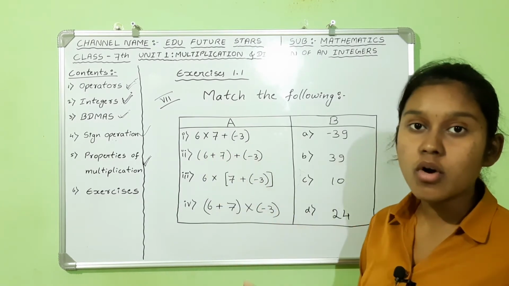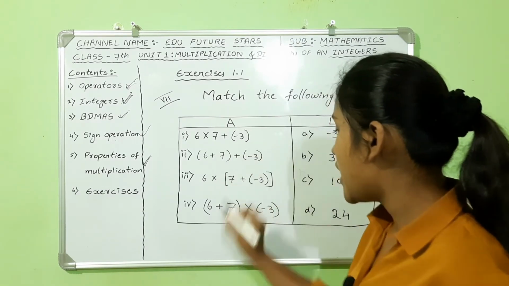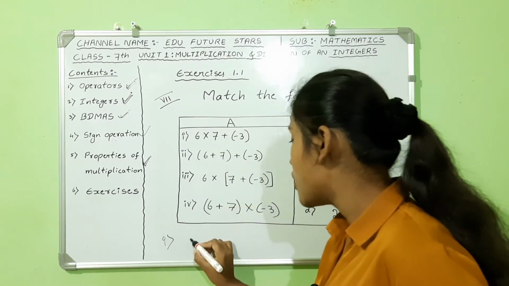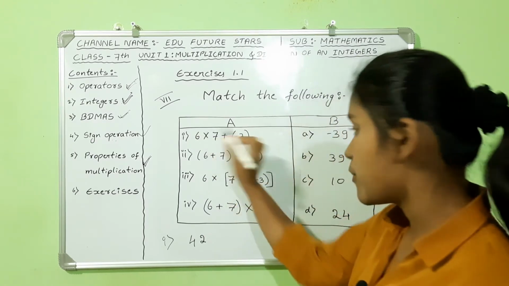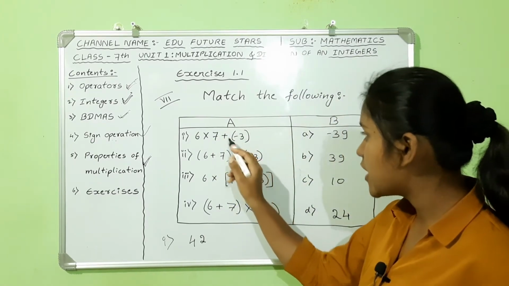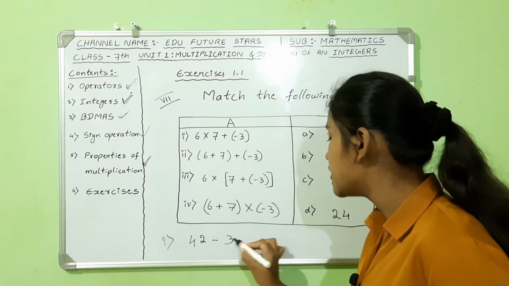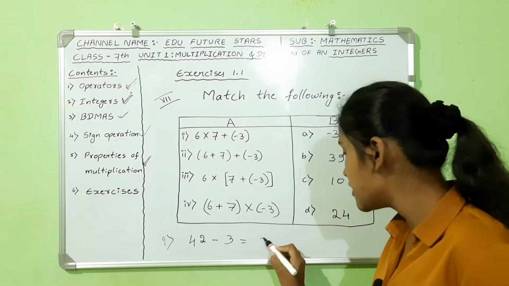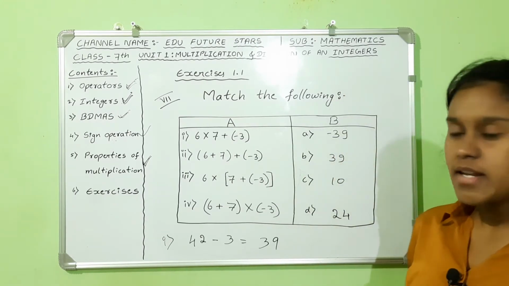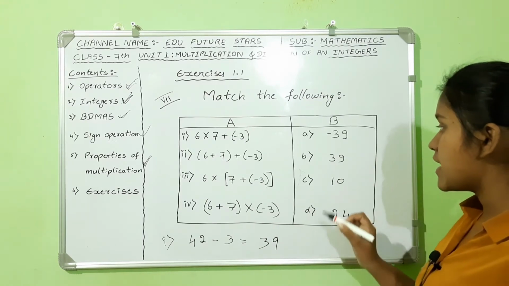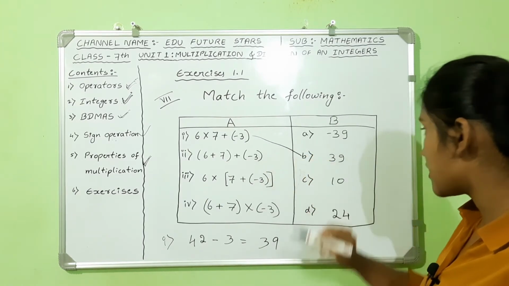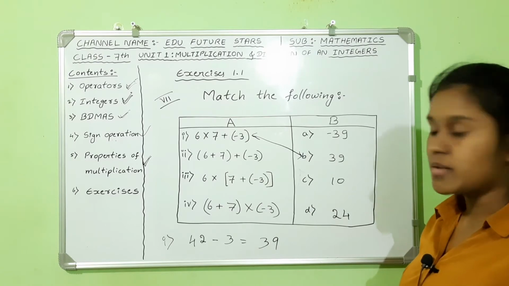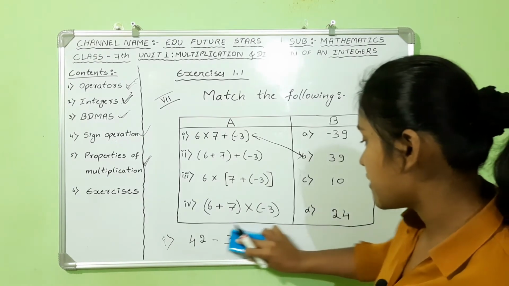Okay, now let's see. 6 sevens is what? 42, right? So I'll write the calculations here for the first question. 6 sevens is 42, which is a positive value, right? Next, we have negative into positive, which is negative 3. Now what is the answer? 42 minus 3 is what? 39, right? Where is 39? Here, B has a 39, right? So let me mark these two. These two are the answers. Now let's see the second one.